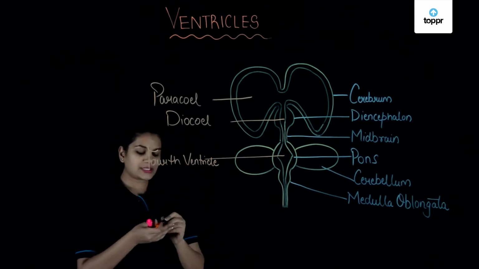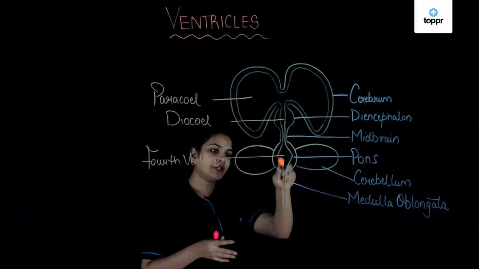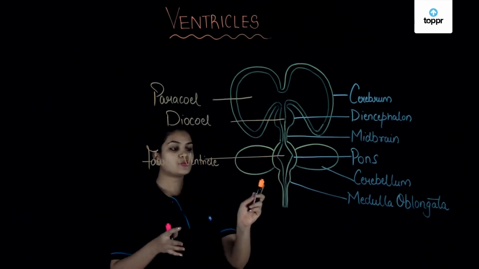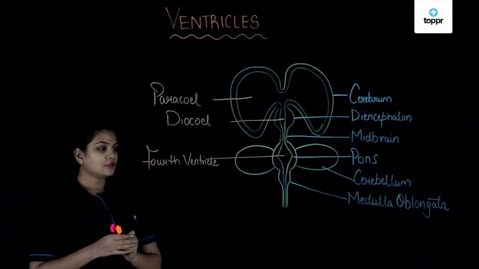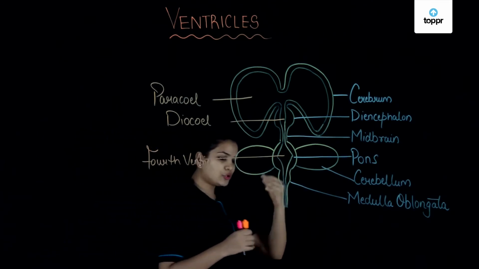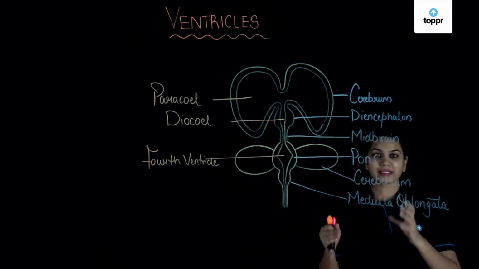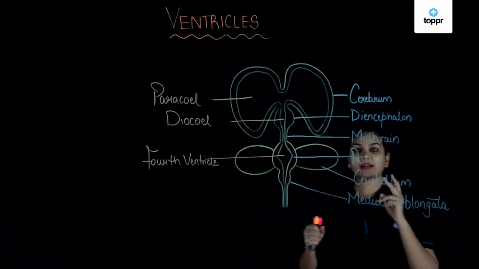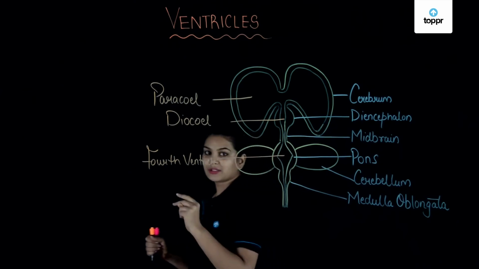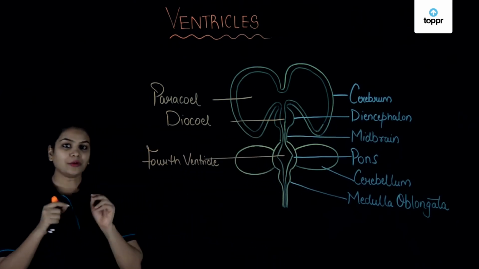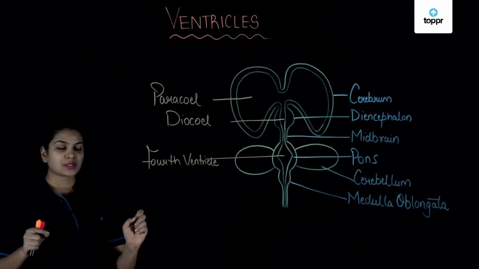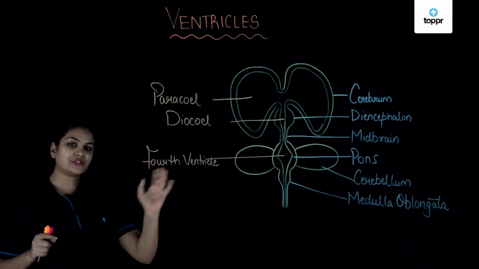Now we see that the fourth ventricle continues into the metacele, which leads to the central canal found in the spinal cord. On the posterior and dorsal side of this metacele, there are two more foramen present, and these are called the foramen of Magendie and the foramen of Luschka. So this was about the four ventricles.